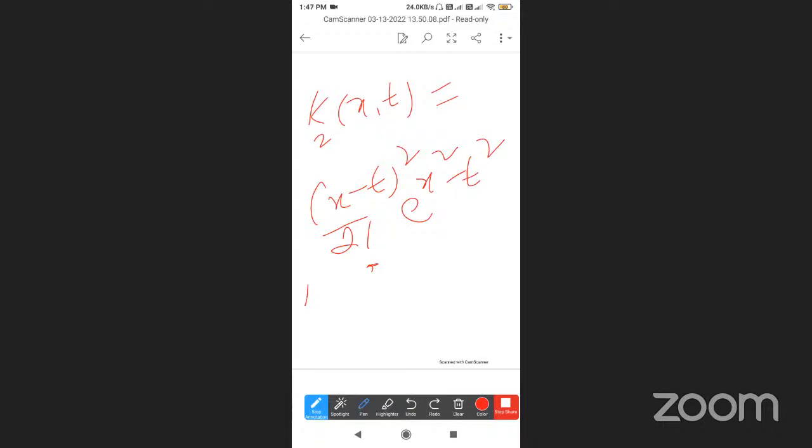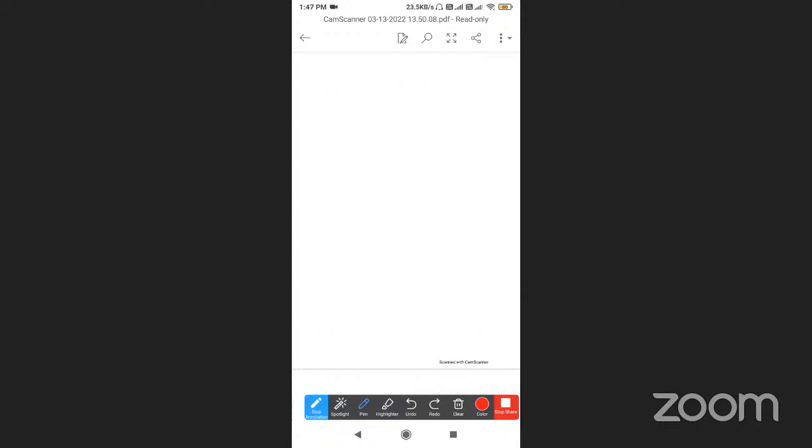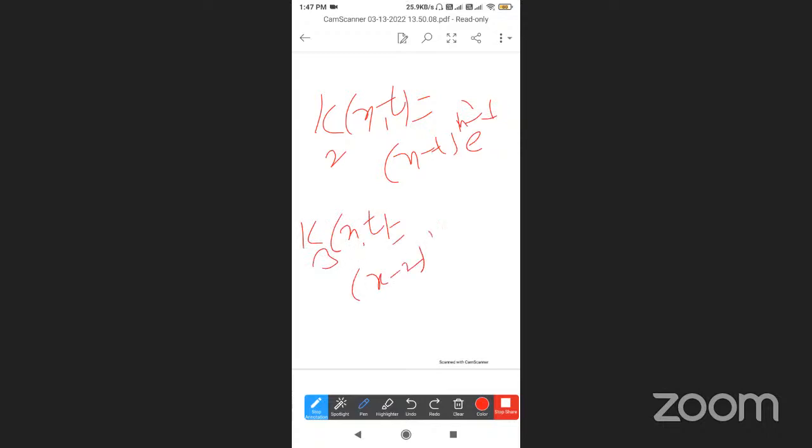Similarly, what is k3 of x comma t? The same thing: x minus t is a whole cube by 3 factorial. K2 of x comma t is x minus t is a whole power of 1 into e power of x square minus t square. K3 of x comma t is x minus t is a whole square by 2 factorial into e power of x square minus t square. This is one less.